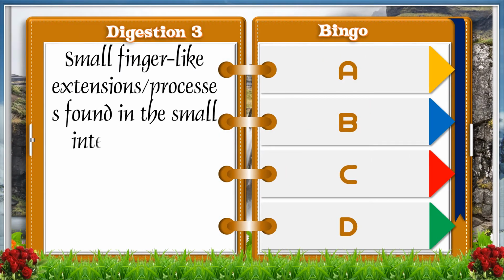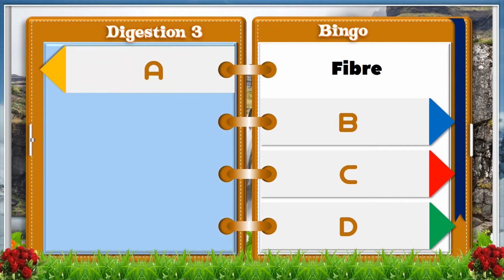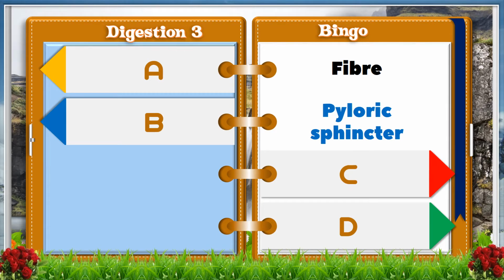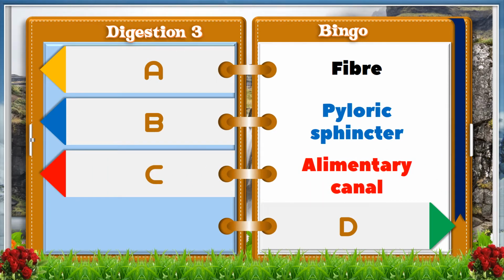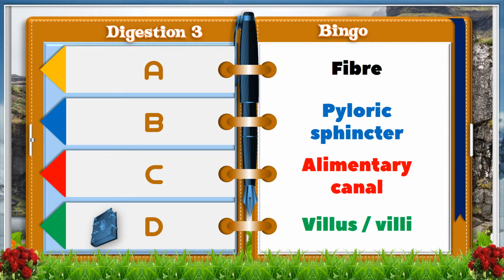Small finger-like extension stalk processes found in the small intestine, which increase the surface area for secretion and absorption. A. Fiber. B. Pyloric sphincter. C. Alimentary canal. D. Villus, stalk villi. And the answer is D. Villus.